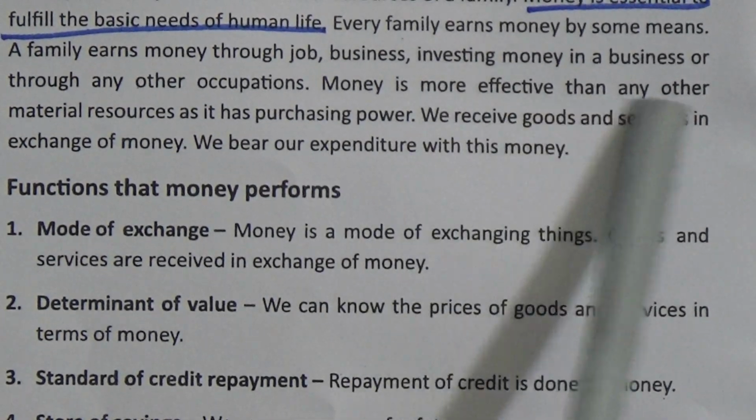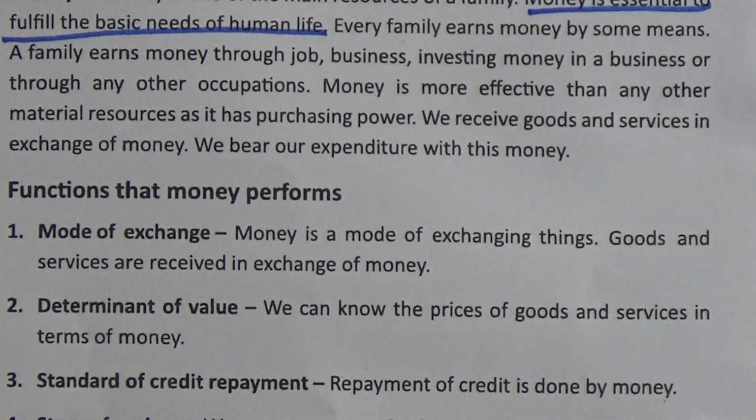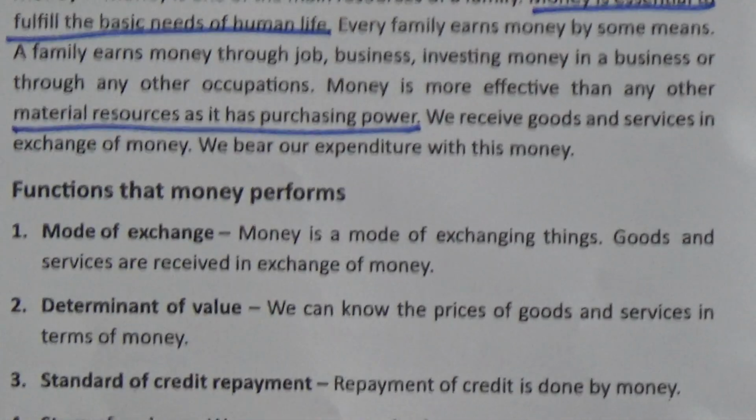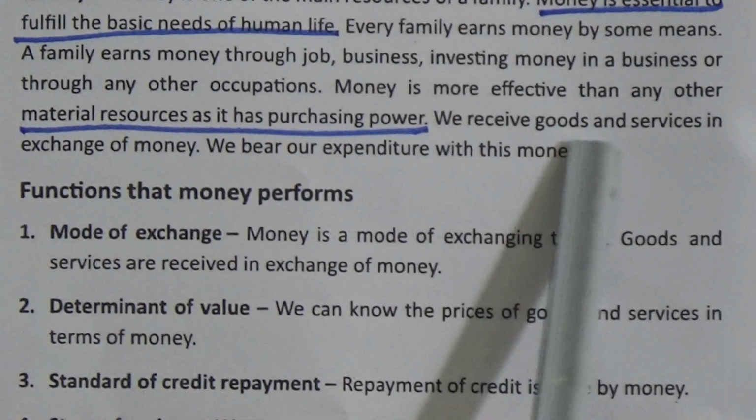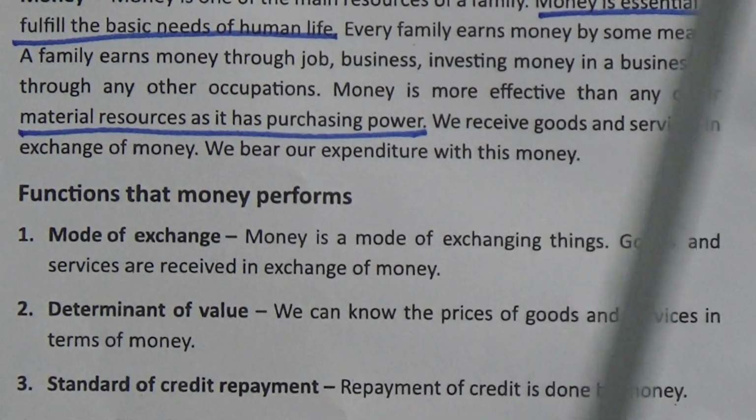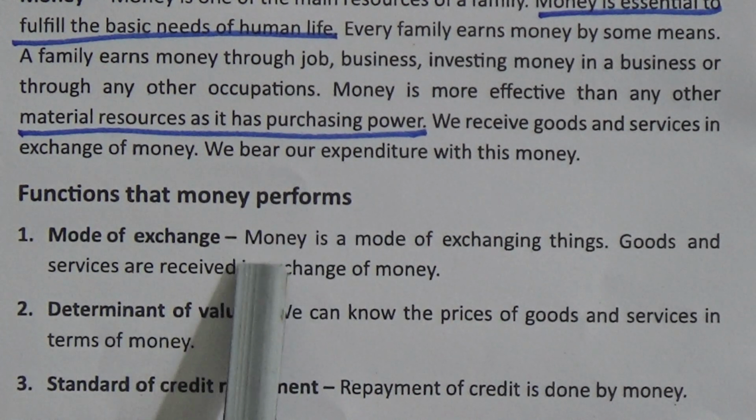Money is more effective than any other material resources, and it has purchasing power. So money has a what power? Purchasing power. We receive goods and services in exchange of money. We bear our expenditure with this money. Here are given some functions of money.